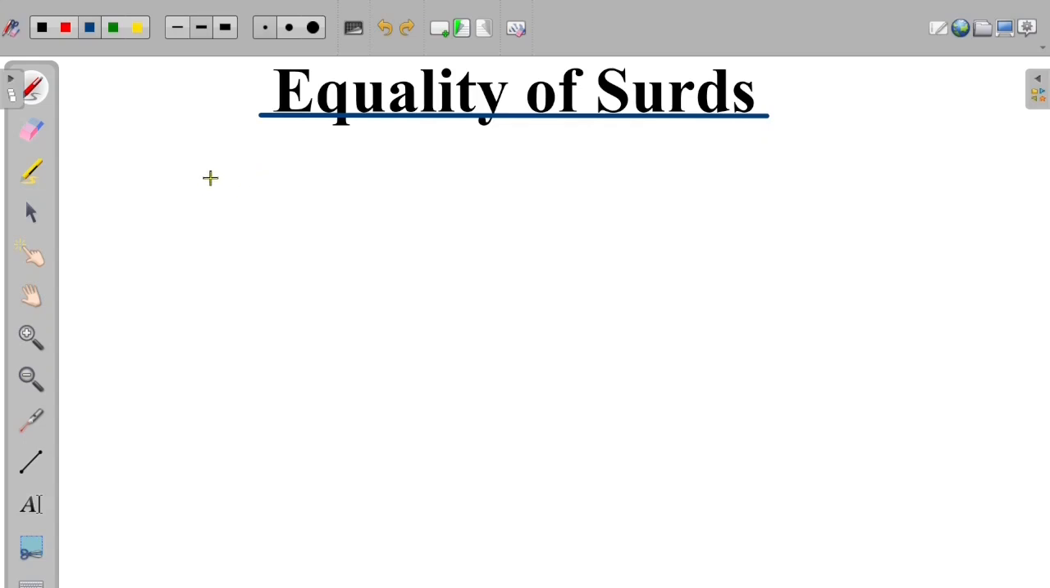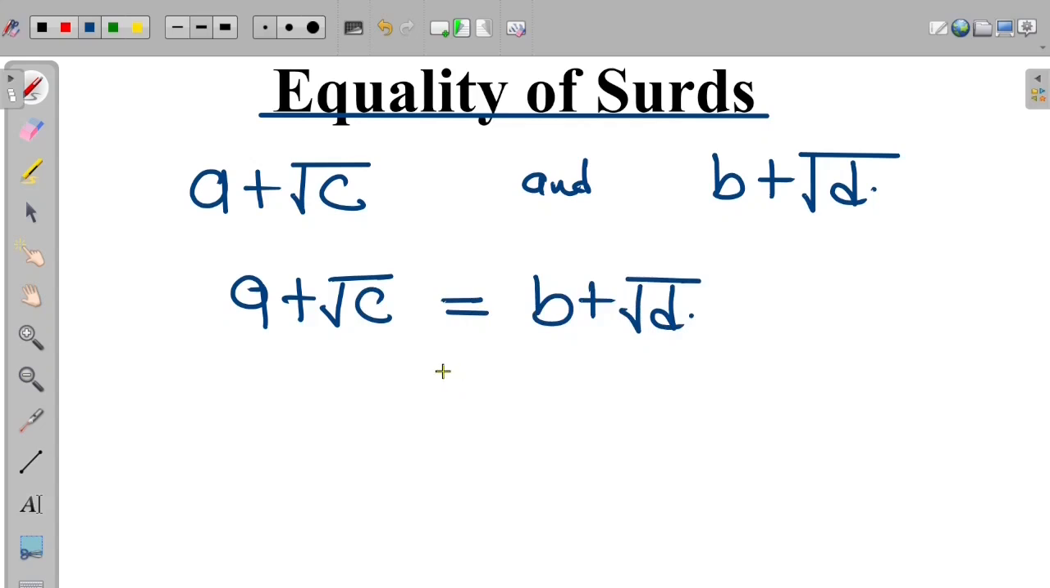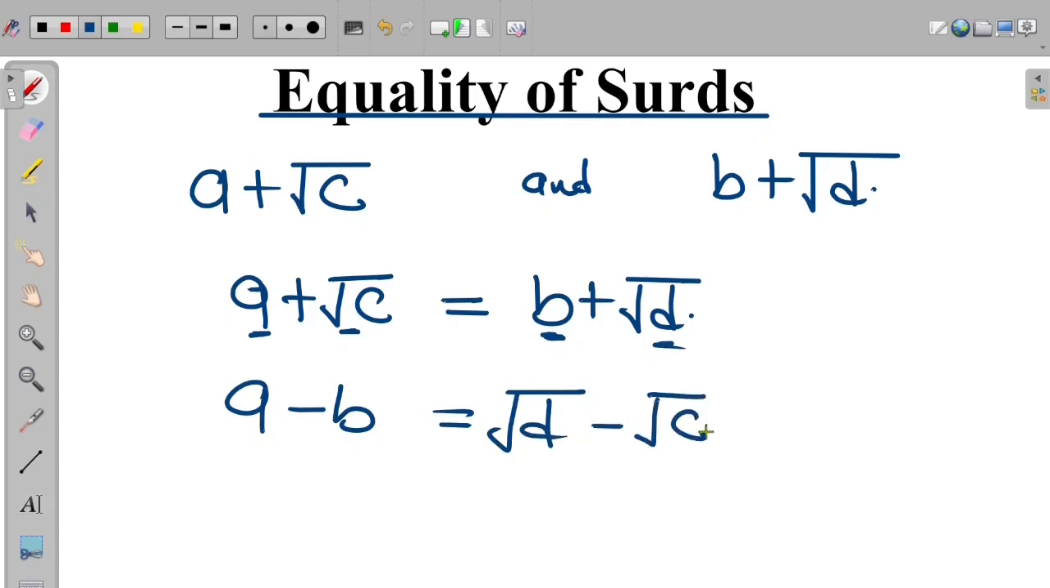Now, suppose we are given these two surds, A plus root C, and B plus root D. If we equate them, we have that A plus root C is equal to B plus root D. From this equation, let us group the real parts together, which are A and B, and also group the radical parts together, which are root C and root D. So we have that A minus B is equal to root D minus root C.